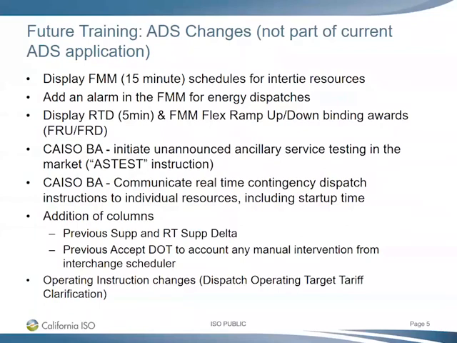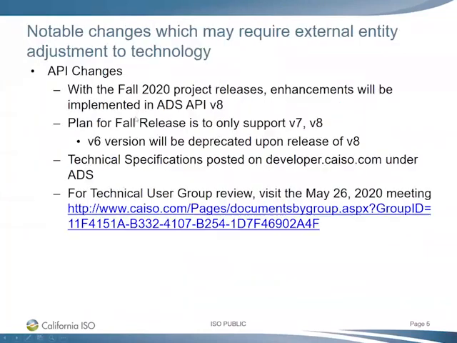And then for ISOBA as well, the real-time contingency dispatch instructions, what that's going to look like, in particular as it relates to non-spin, and then addition of a couple columns. And then for those of you who are heavily involved in the DOT tariff clarification project, we'll cover the operating instruction changes in that training. So just wanted to give you guys a heads up of what's coming in July.